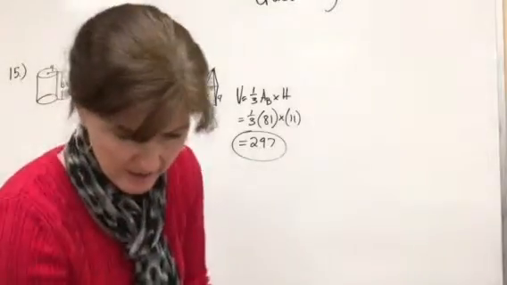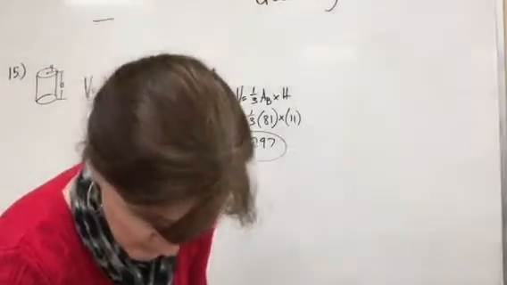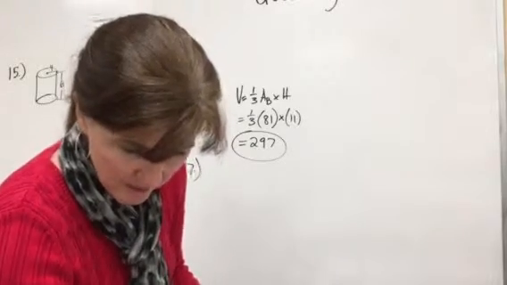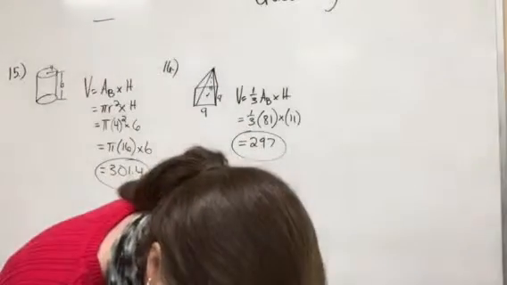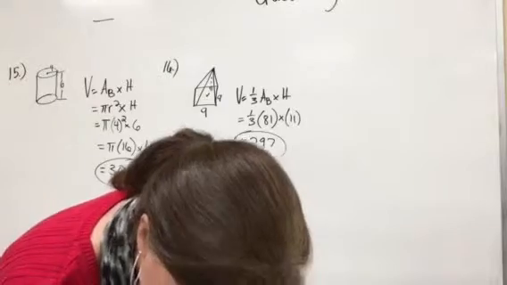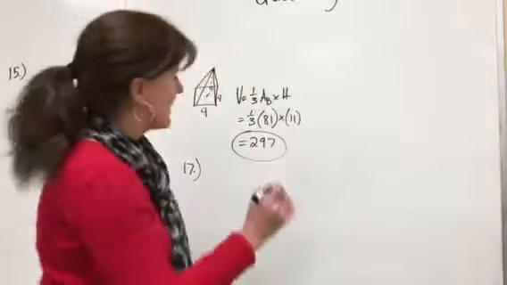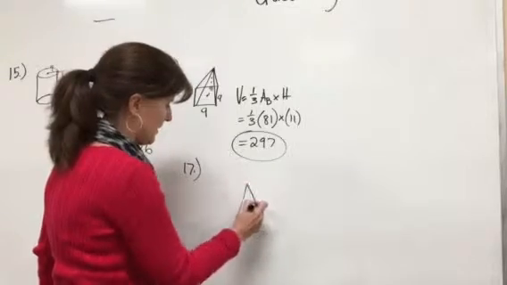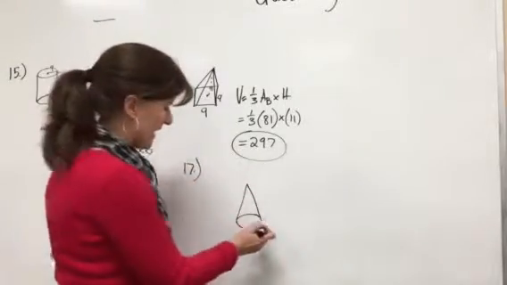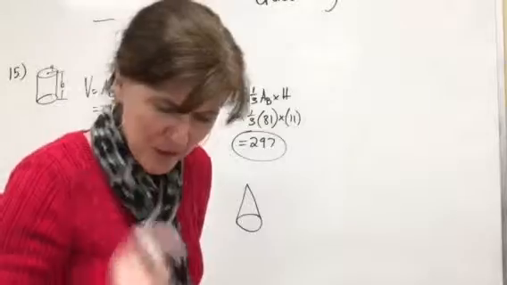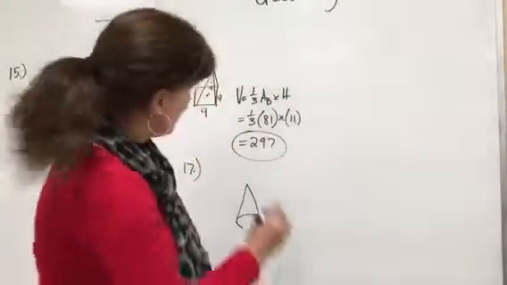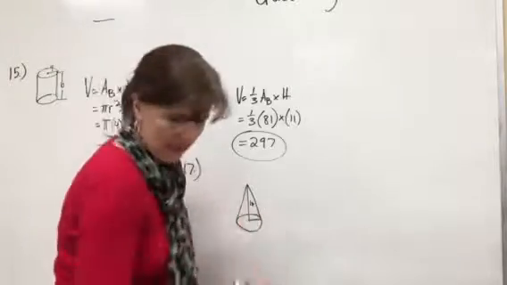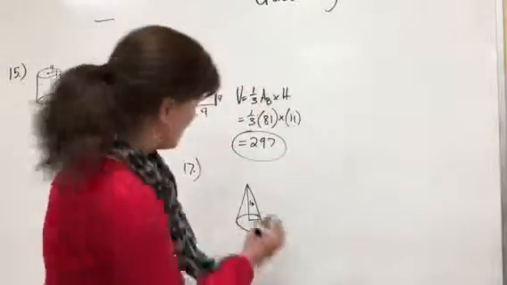For 17, it looks like another pyramid. No, I'm sorry, that is a cone. It made a shadow of a cone. It was tipped up on the side and it has a little shadow. So that can be a tricky one. The height is 15, and the radius is 5.6.